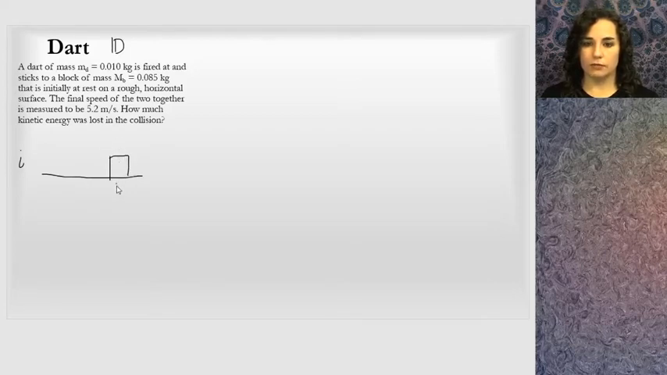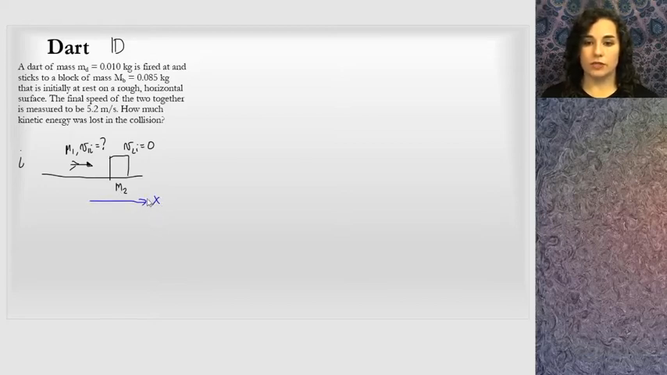Here's the second block. I'll call this M2. The dart is flying at it. Here's a dart, and it has M1, and it also has some V1 initial. The final speed is of the two together. So I don't know this V1 initial. This V2 initial equals 0. So that's the initial information given in the problem.